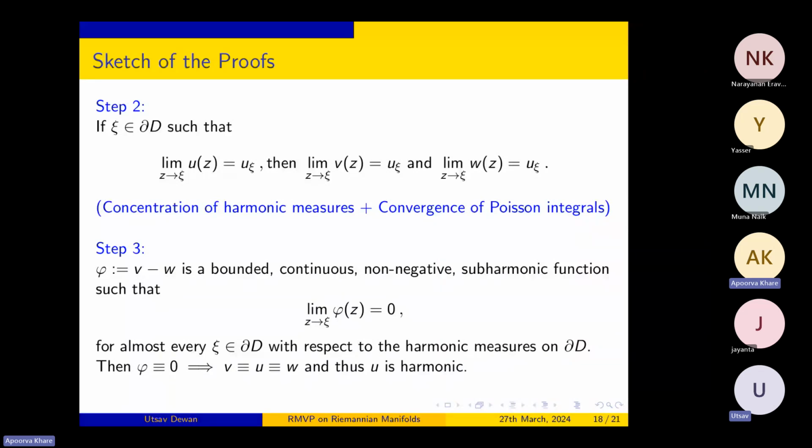There is an elementary maximum principle that would show that all that matters is what happens on the full measure set. So if phi vanishes on a full measure subset of the boundary, then phi is identically 0. And thus U is equal to V as well as W. So U is harmonic. This would follow from the L infinity maximum principle we had discussed before. Yeah, so I'm basically done.